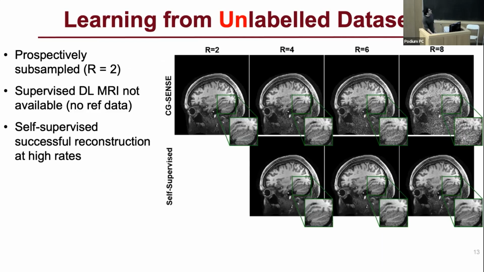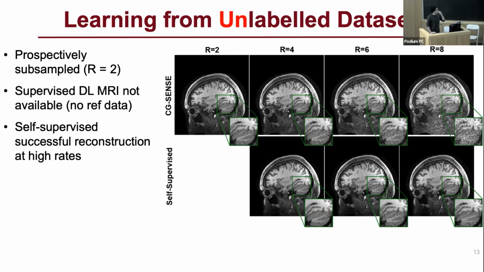And this is the case where self-supervised learning becomes important. If you have prospectively subsampled data, so we don't have reference data, then we cannot employ supervised deep learning. One option is using parallel imaging methods, but clinically they are used at rate 2. And at rate 2, the reconstruction still has noise. If you want to accelerate further, you go to rate 8, and you can see huge noise amplification. We know that they can't be used in clinical studies at such high acceleration.